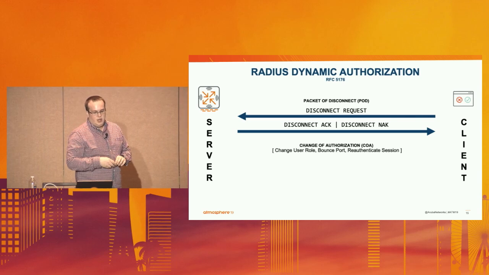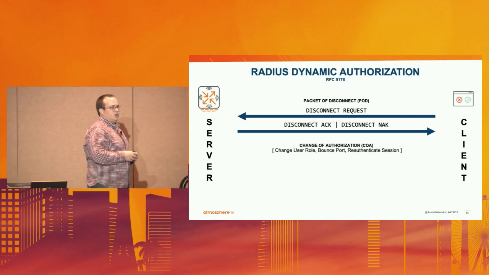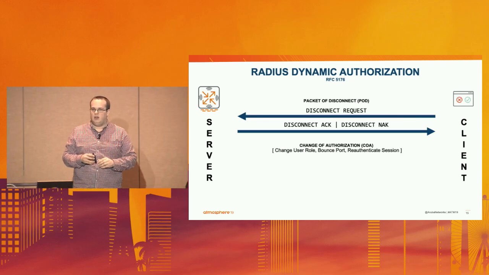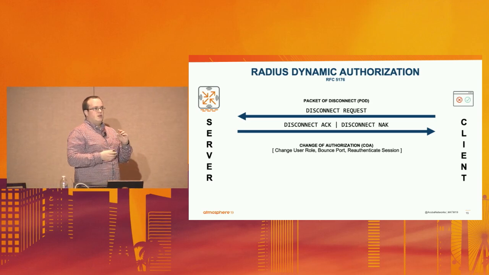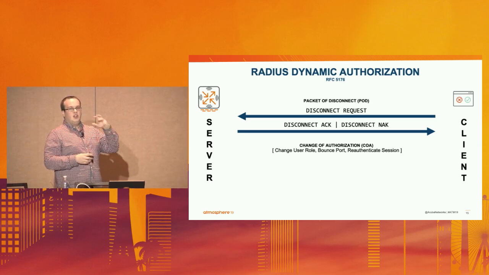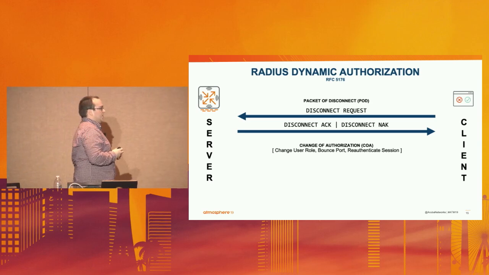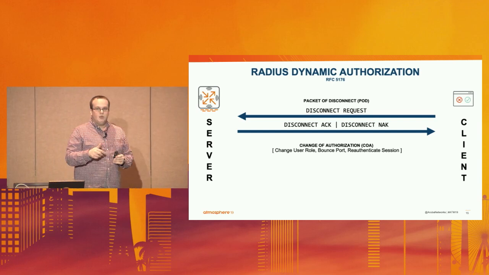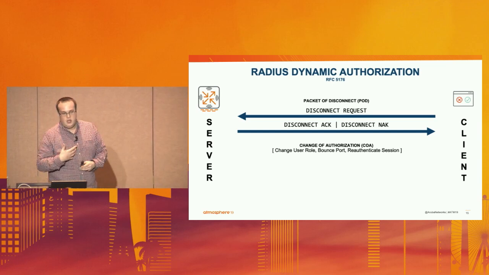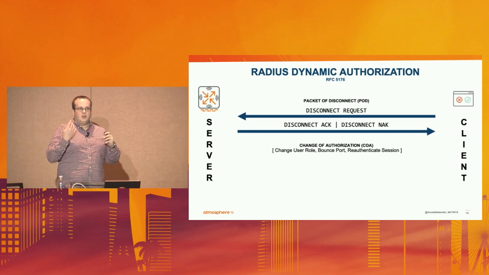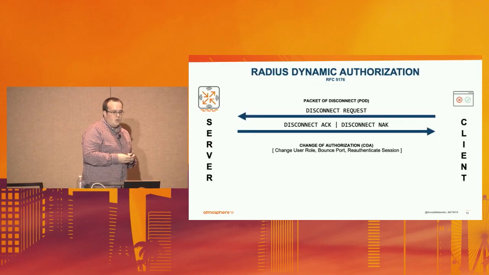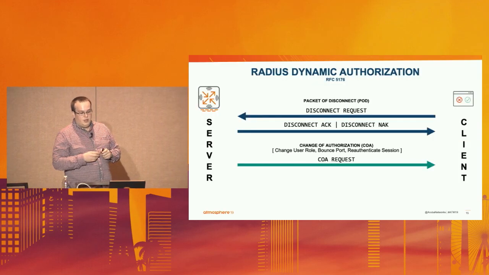Now, a COA, think of as more of a vendor-specific function. Most of the time, these are unique to whether it's a switch or a controller, and unique to the vendor. Examples of a COA would be a change user role in the Aruba world, or a bounce port on the switch. Cisco has re-authenticate session. Those are very unique to the vendor. And they behave very similarly.